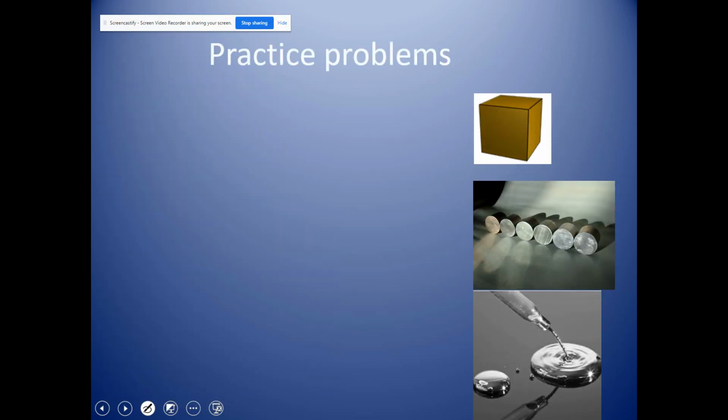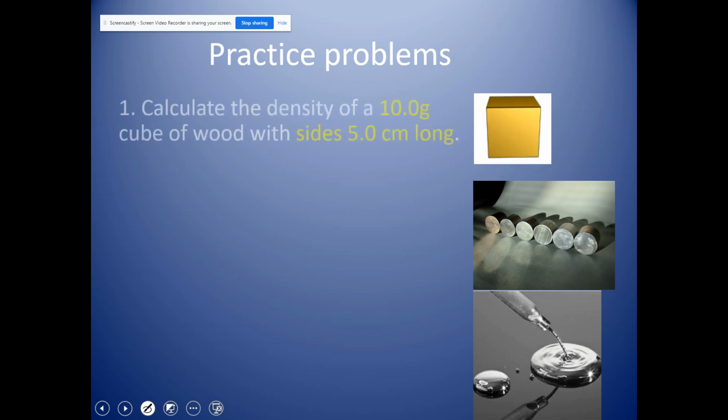All right, let's take a look at some practice problems here. Practice problem number 1, calculate the density of a 10-gram cube of wood with sides 5 centimeters long. So I need my density formula, which is the mass over the volume. And I see that here is my mass, which is 10 grams. I'm going to divide it by my volume, which they don't give me.